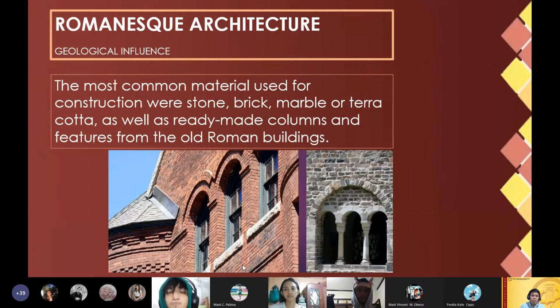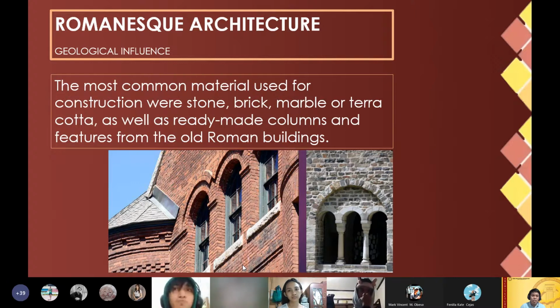Okay, so for geological influence, so geology, ilang mga materials, the most common material used are stone, bricks, marble, or terracotta, as well as ready-made columns and features from the old Roman buildings. So katong mga buildings nga mga naguba na during katong mga Roman architecture, so they reuse it, gigamit nila for the new buildings. So again, kompleto na sila guys. Naana sila stone, brick, marbles, terracotta, and so on and so forth.